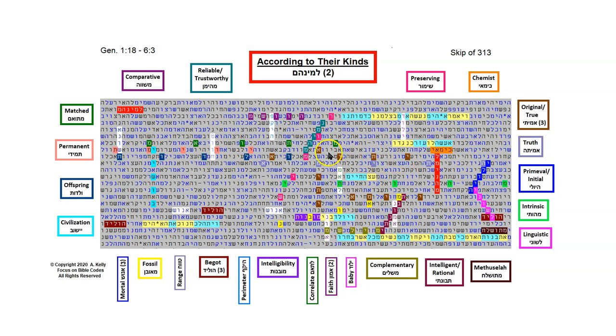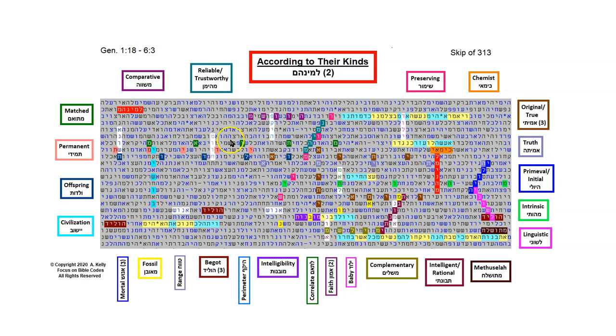And then it's going down here at a vertical skip of 2, and it's also here. So they're all kind of grouped together here in one area. Primeval or initial is in this blue, going up diagonal.